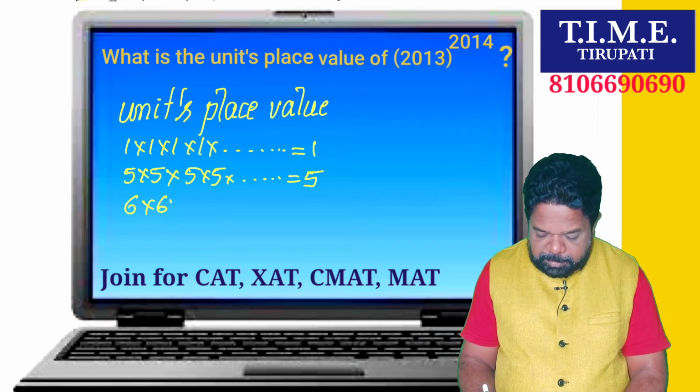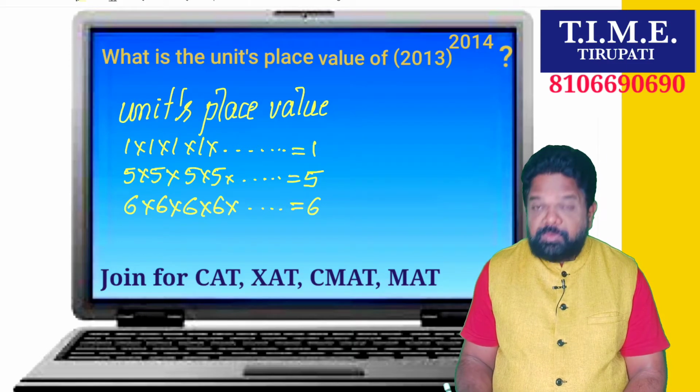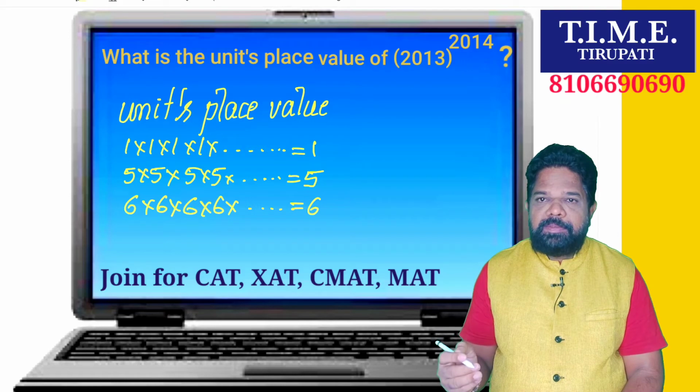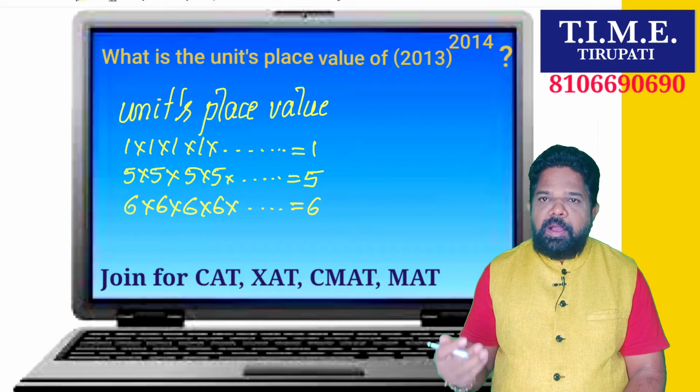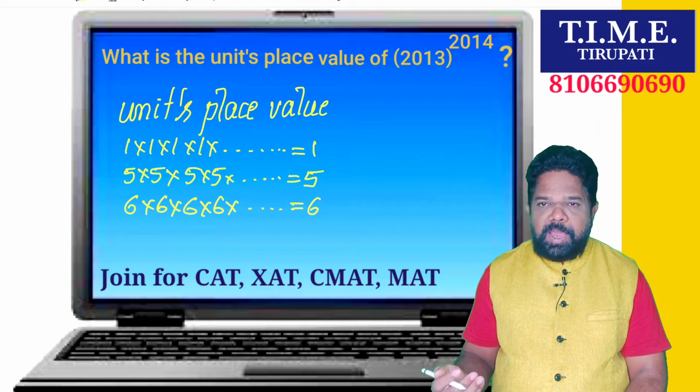Similarly 6 also. 6 into 6 into 6 into, if we multiply infinite number of times, we get the same digit as units place value. So these are the three specific numbers in mathematics. If the units place value is any one of these, either 1 or 5 or 6, and you multiply infinite number of times, we get the same digit as units place value.